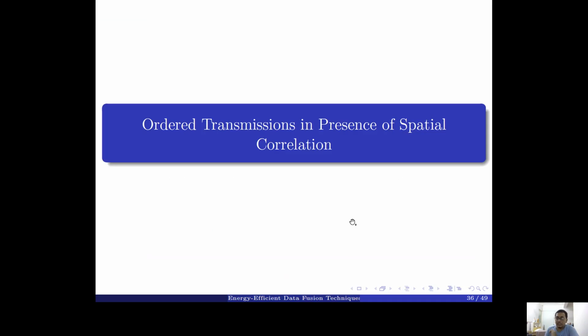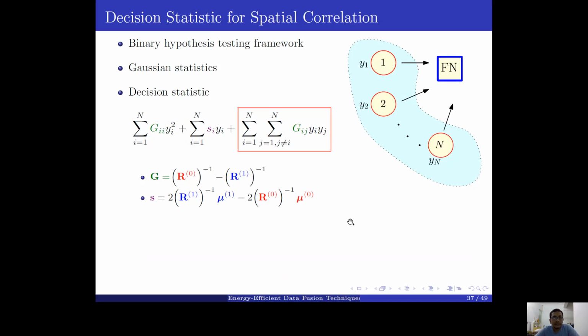We now focus on the last part of our work, which deals with order transmission scheme in presence of spatial correlation. As before, we consider the binary hypothesis testing framework with Gaussian statistics. Interestingly, here, the decision statistic has a very unique form. It is no longer separable across nodes. It consists of terms which are coupled between nodes.